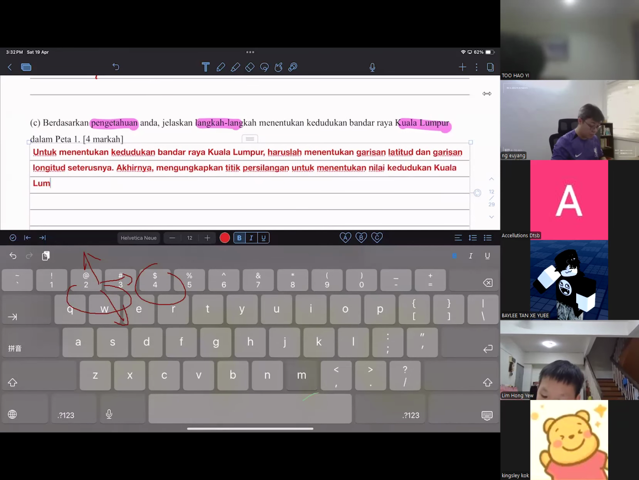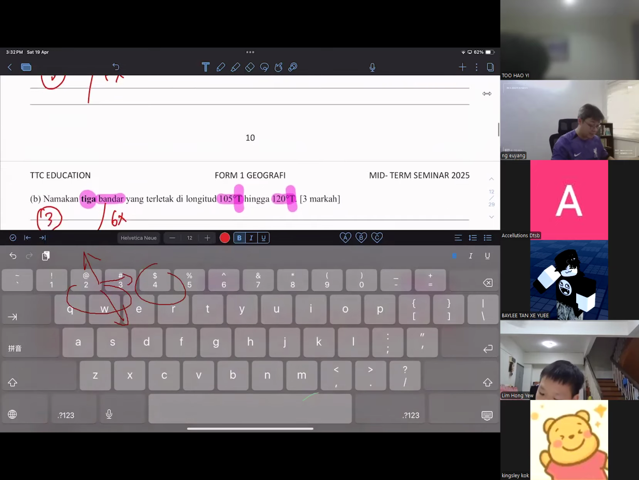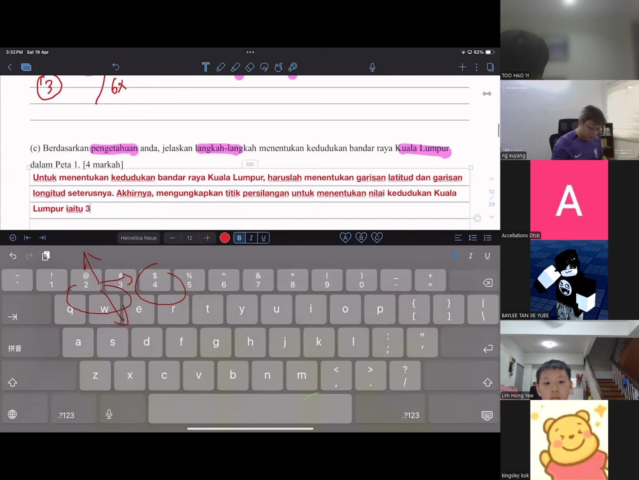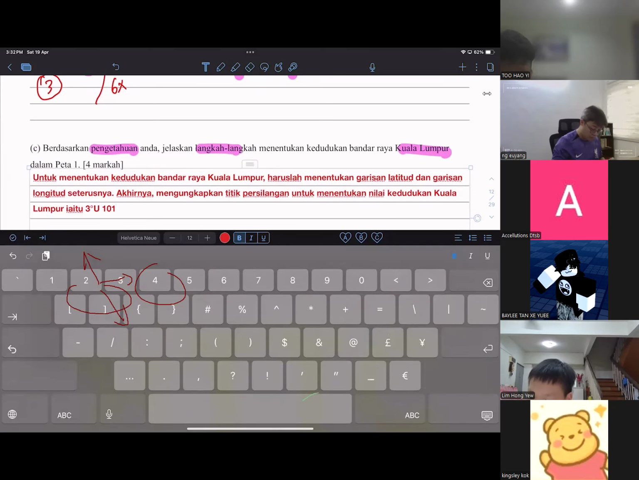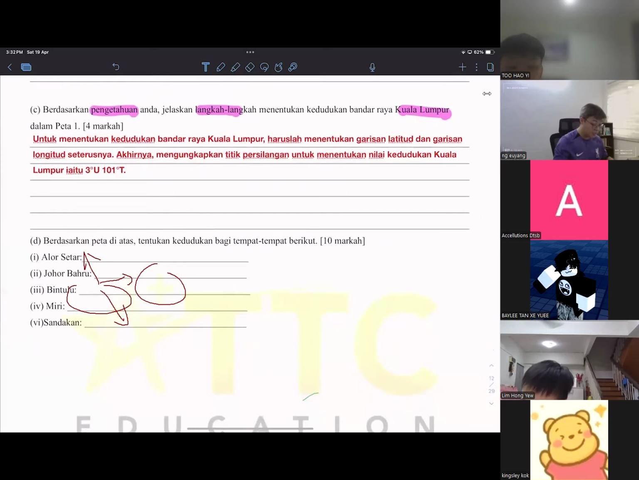Kuala Lumpur. Yaitu, so what's yaitu? We already found the answer, right? So which is your 3 and 101, sorry. 3 degree utara space, 101 degree timur, right? Timur. So that's your total 4 marks here.